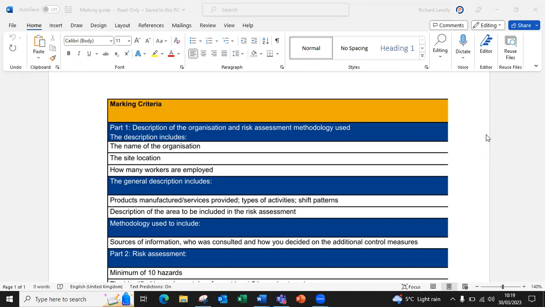What I want you to remember is this is not scored in any way. Unlike the written exam, which is scored, this is a straight pass or refer. So you need to make sure you get everything absolutely perfect to make sure your marker has absolutely no reason but to pass you. That's what we're going to be looking at today.